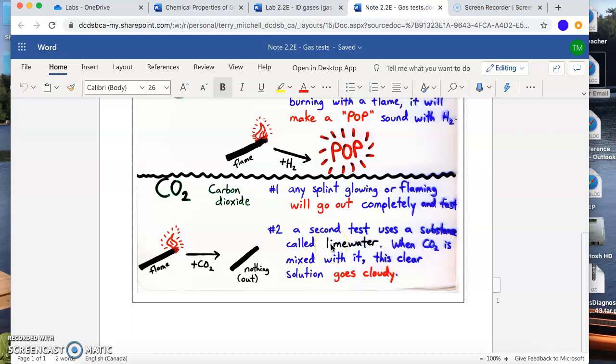Lime water is just some calcium carbonate and water, and the calcium carbonate is in solution, so it just looks like normal water.